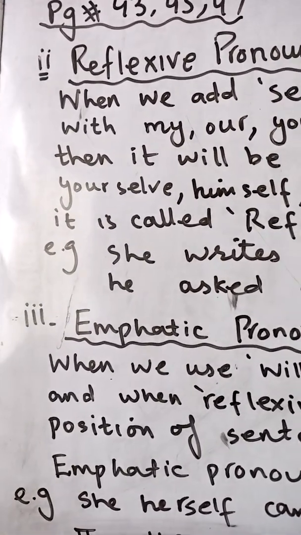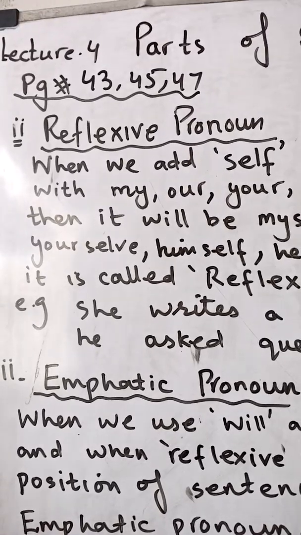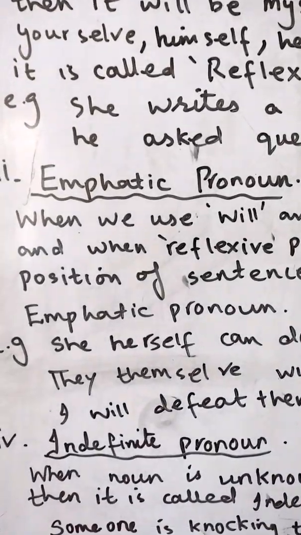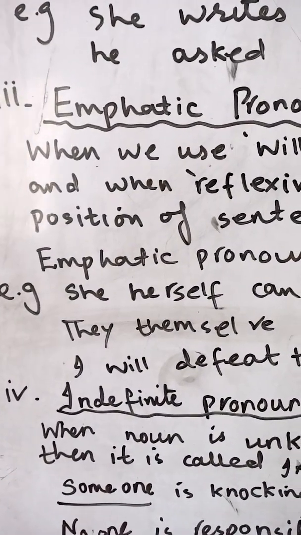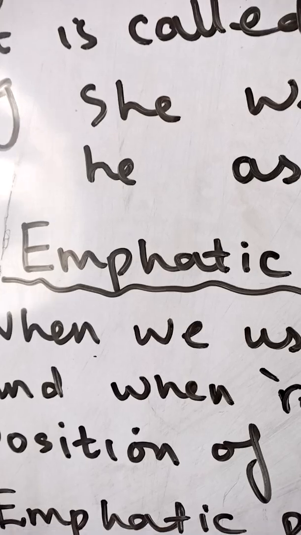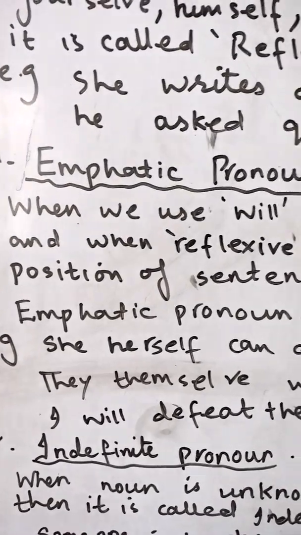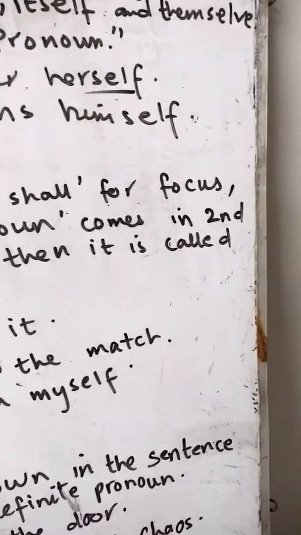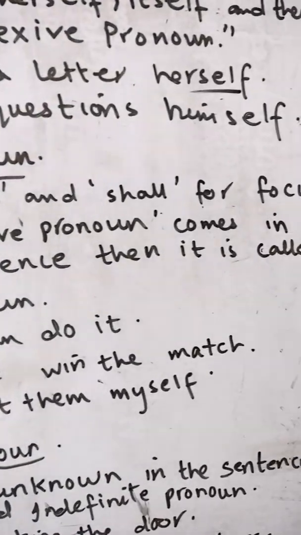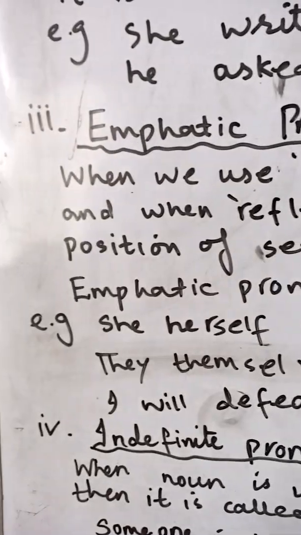You have to learn the definition and go through more and more examples. As I have mentioned, page 43 for reflexive pronoun. Reflexive pronoun is linked with emphatic pronoun. This is the third kind of pronoun. Emphatic means to focus, to stress. When we use will and shall for focus, for what reason? For focus. And when a reflexive pronoun comes in the second position of a sentence, then it is called emphatic pronoun.